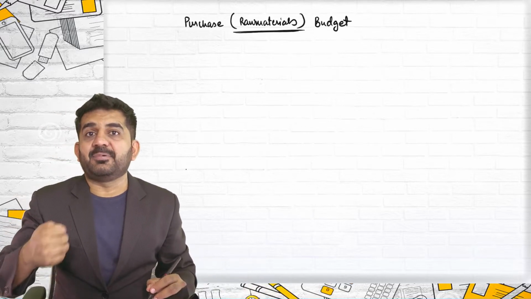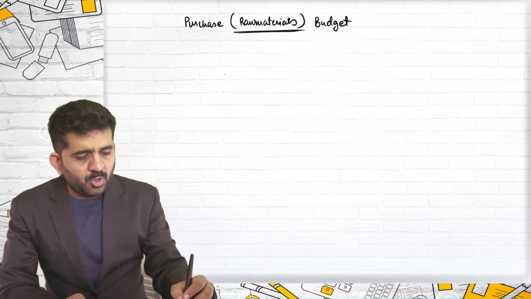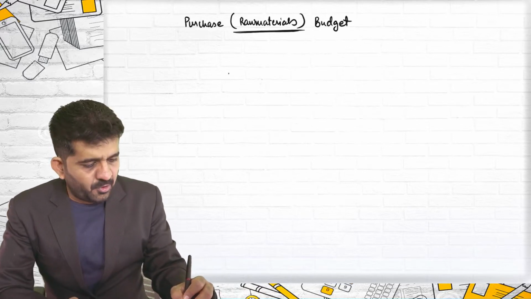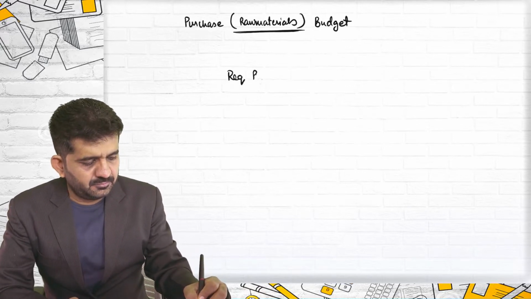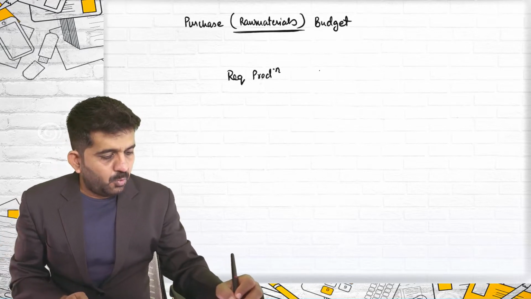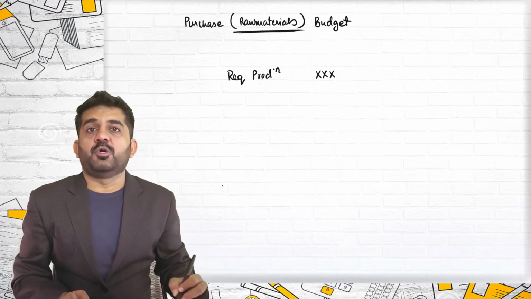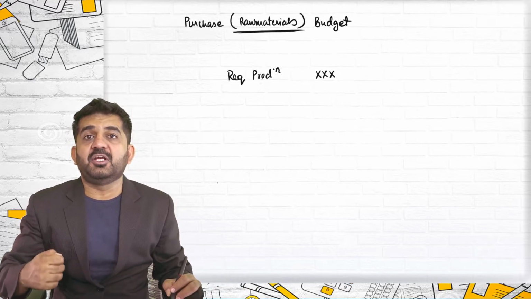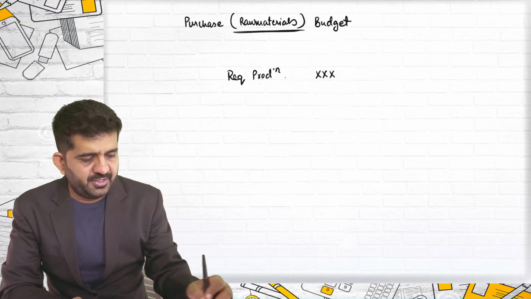Now see, the concept remains the same. What is your requirement for production? Here there will be no sales, because you don't sell your raw materials. What is required for production? How much raw material consumption is required?